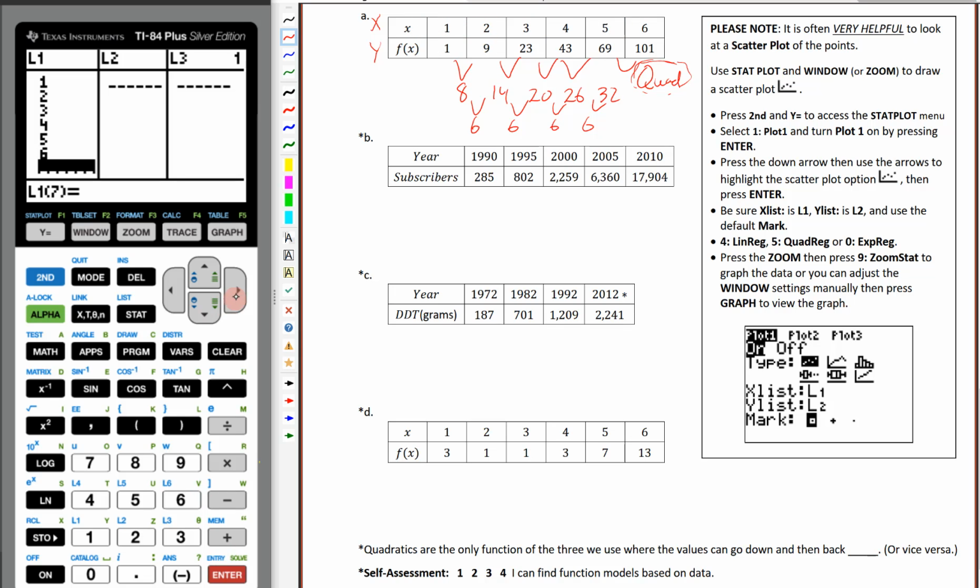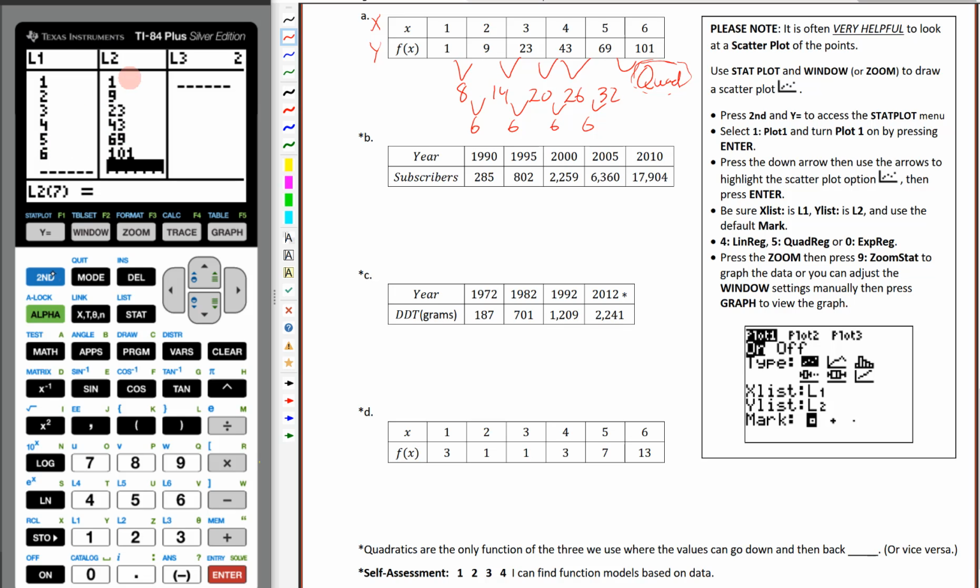So what I've done here is I've just typed in that first row. Those are all the X's. And then I'm going to hop over into the next column. So again, we're kind of doing this vertically like we're used to instead of this horizontal business. So we do a 1 and a 9 and a 23 and a 43 and a 69 and a 101. And we've got them matching up, so that's kind of nice.